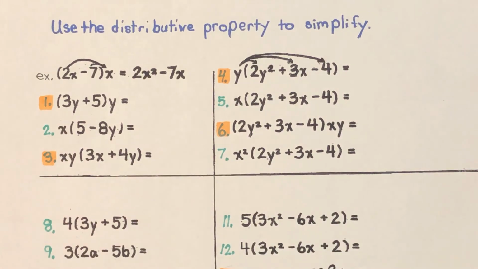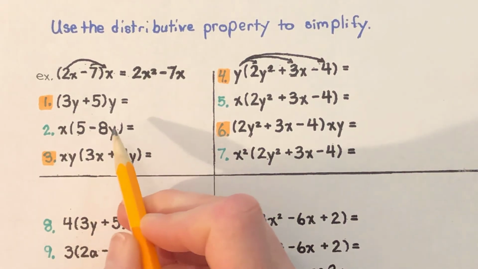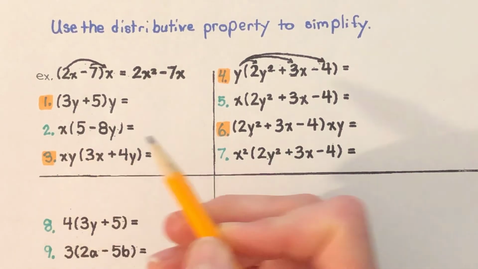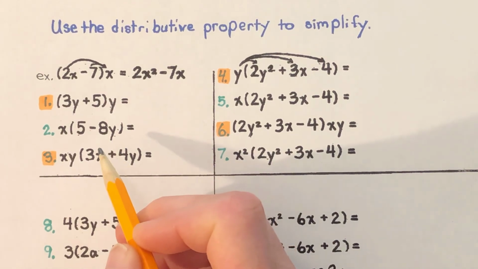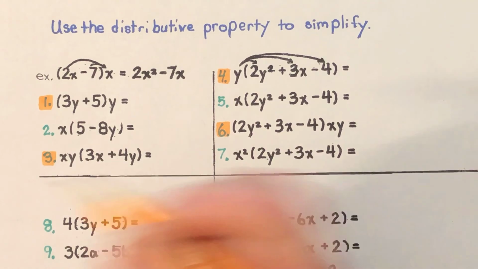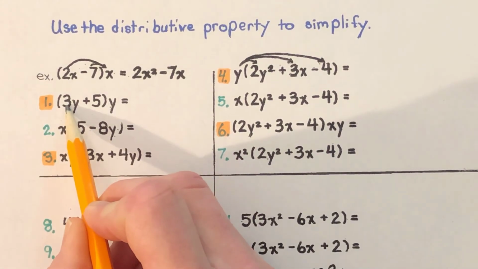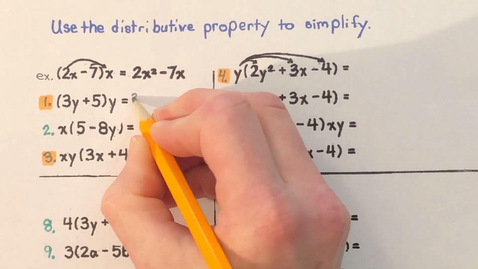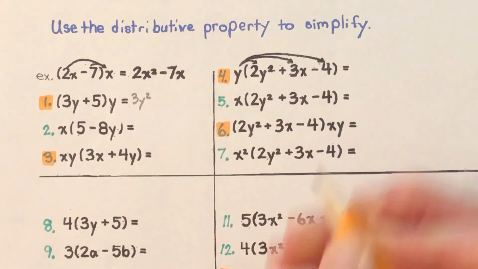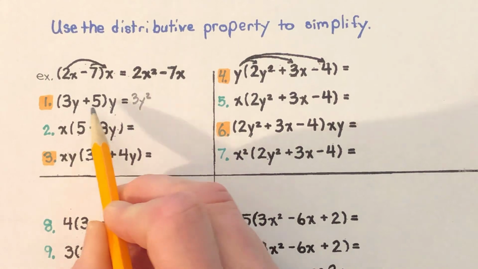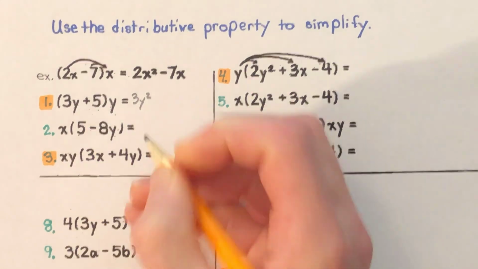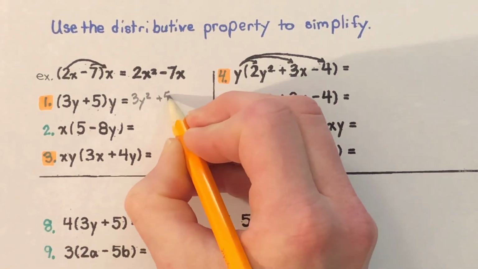I'm not going to move it this time. There's not much space. You can rewrite it and move it if you want, but for the sake of being able to write neatly in this video and for you to be able to read what I write, I'm going to go ahead and just do it this way. So y times 3y ends up being 3y squared because I've got 2 y's now. Y times positive 5 is positive 5y.